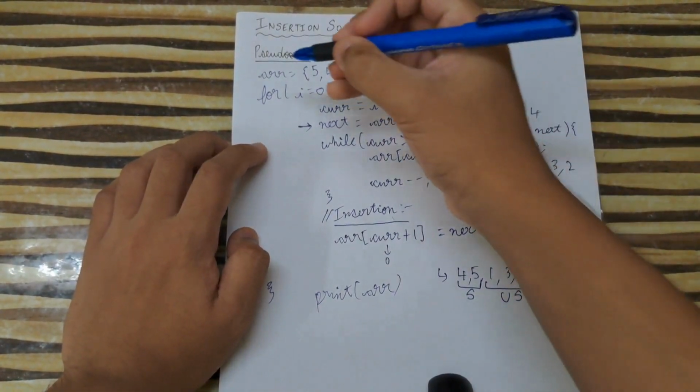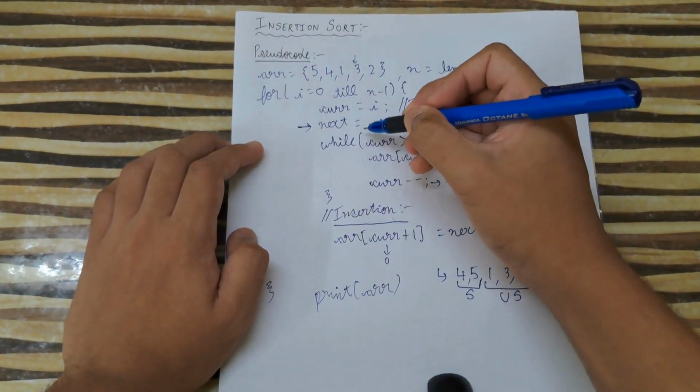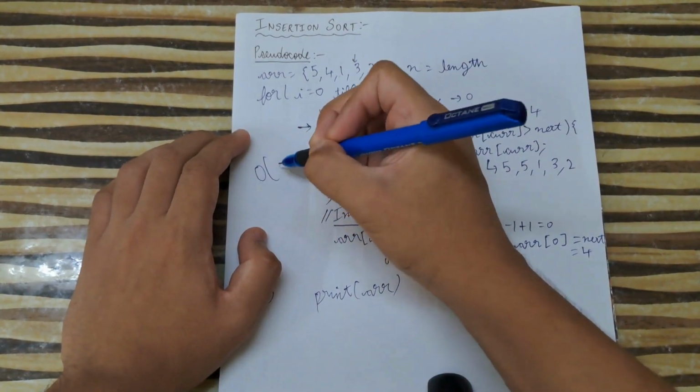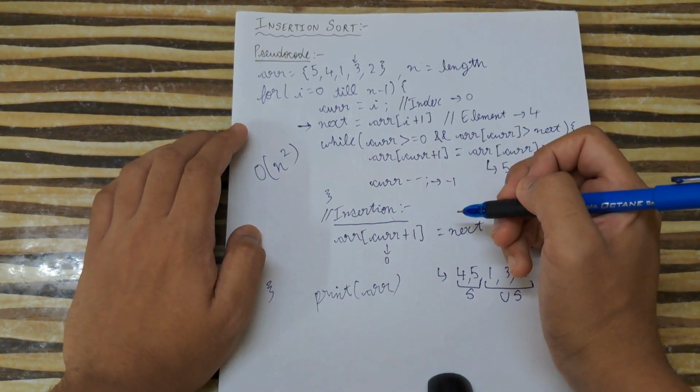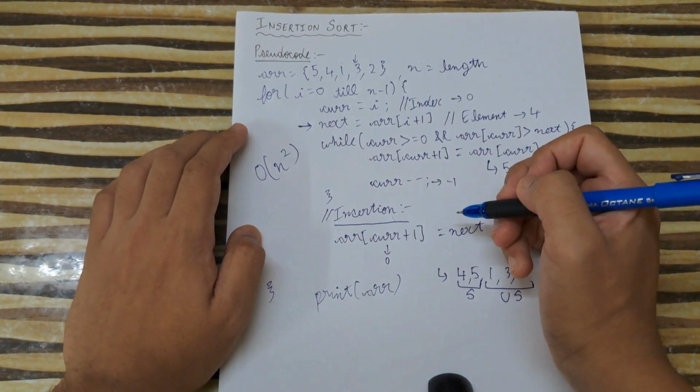So as you can see, the for loop has a while loop inside it, so it takes a total of O(n) square time complexity. Now I will show you the code for this insertion sort algorithm.